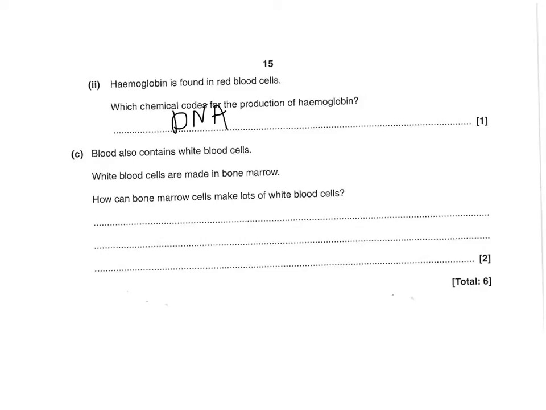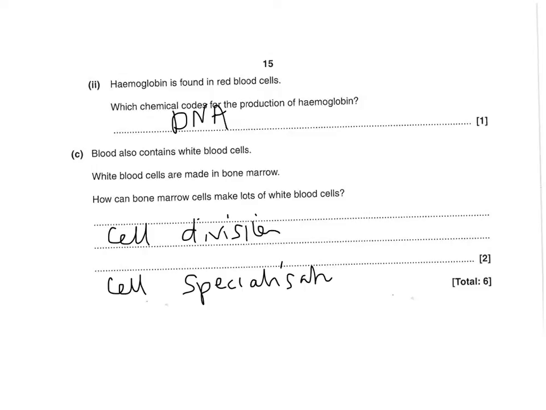This was 2 marks. So the way that cells make lots of other cells, you've got cell division for the first mark. And if you use the type of cell division, because you went a bit further, then that is mitosis. You've got to make sure you use that one. And then the second mark is saying that the cells differentiate, or specialise. So cell division and then cell specialisation for those 2 marks.